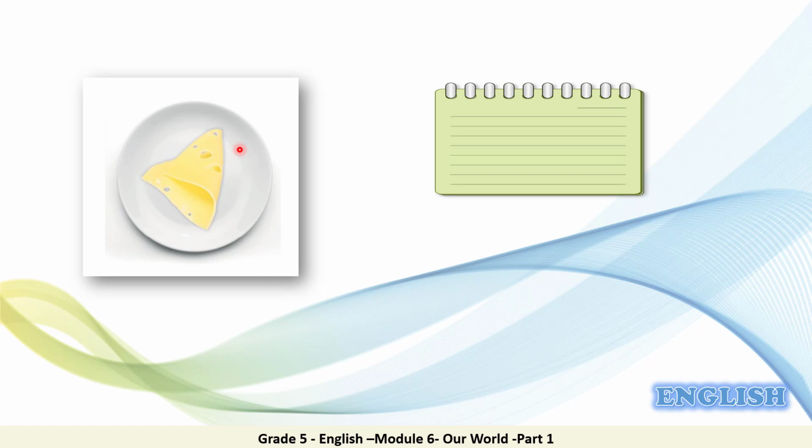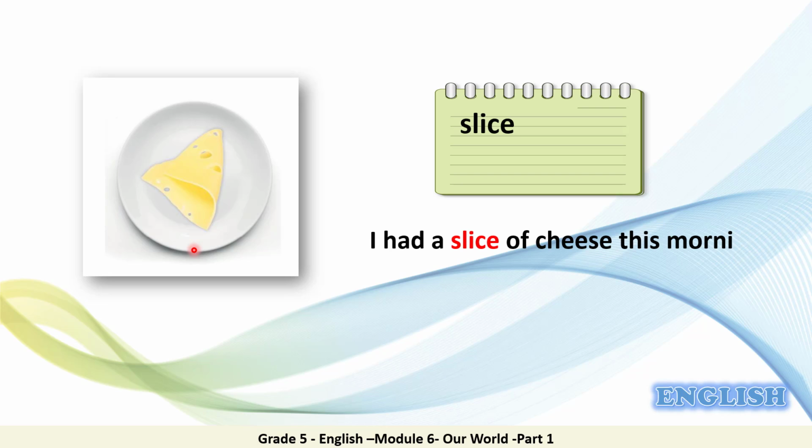What can you see here? Correct, cheese. But we could say this is a slice of cheese. Our third word here is slice. I had a slice of cheese this morning. And from this example, we learned that the word slice is a noun.